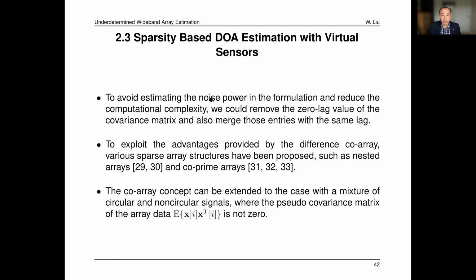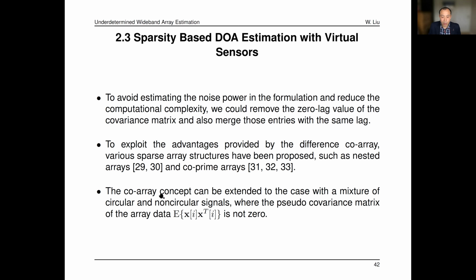So to avoid estimating the noise power in the formulation and reduce the computational complexity, we could remove the zero lag values of the covariance matrix and also merge those entries with the same lag. We'll talk about this in a little bit more detail in section 3. And to explore the advantages provided by different co-arrays, various sparse array structures have been proposed, such as nested arrays and co-prime arrays.